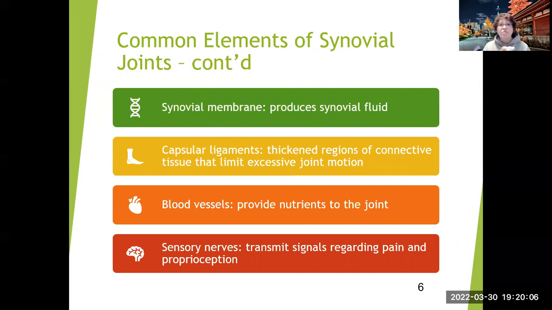Our synovial joints also have blood vessels that provide nutrients to the joint. So that's important for maintaining these important structures in our body. We need blood vessels to get nutrients in and take waste products out. We also have sensory nerves in our synovial joints that transmit signals regarding pain and proprioception. So remember how I said in a total joint replacement, they preserve the synovial capsule? That's because we still want those proprioceptive signals. And pain, you know, we'll talk a lot about pain in the next year or so.